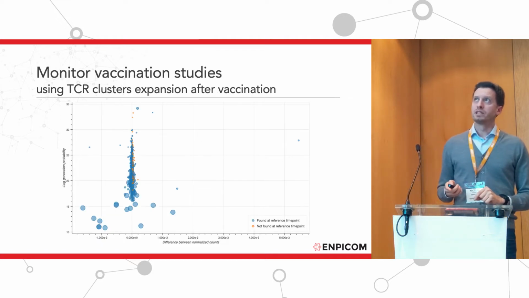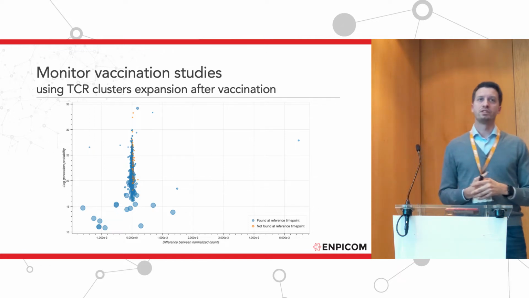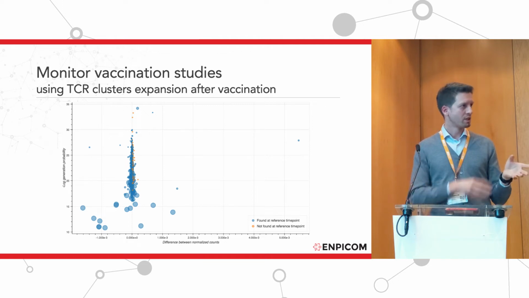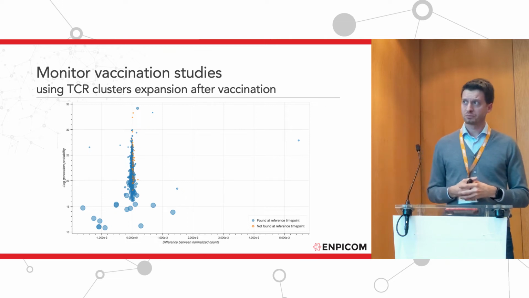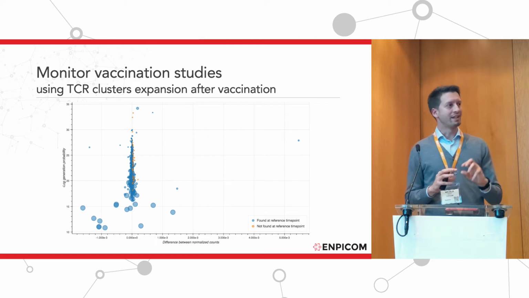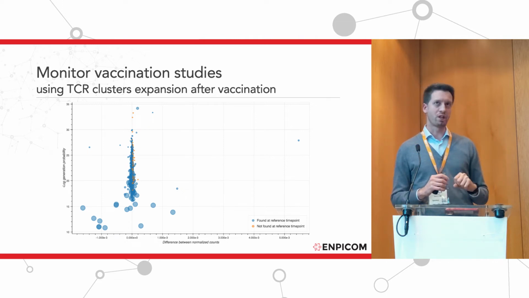So the kind of analysis that we perform, for instance, to monitor vaccination studies, is that we perform repertoire sequencing analysis before vaccination and after vaccination. We compare these two sets of samples, and we try to identify if there is a clonal population that expands, and expands because it's under antigen pressure.